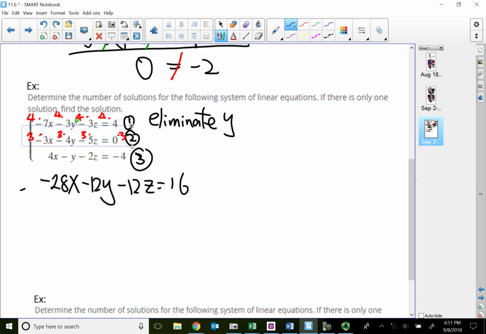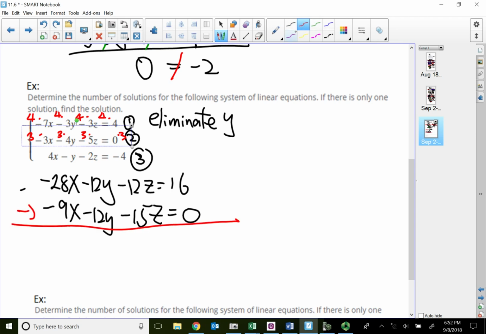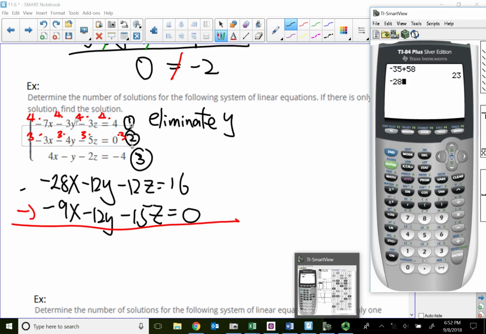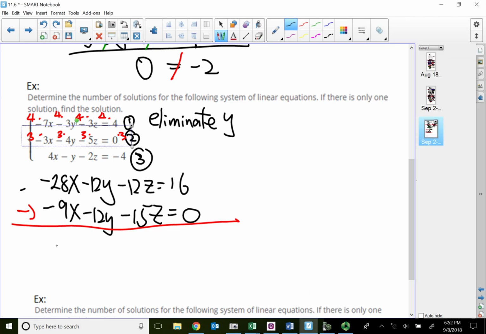Second equation. 3 times negative 3x is negative 9x. That's negative 12y. That's negative 15z equal to 0. So the y has the same sign. We will subtract them. So negative 28 subtract negative 9 gives me negative 19.